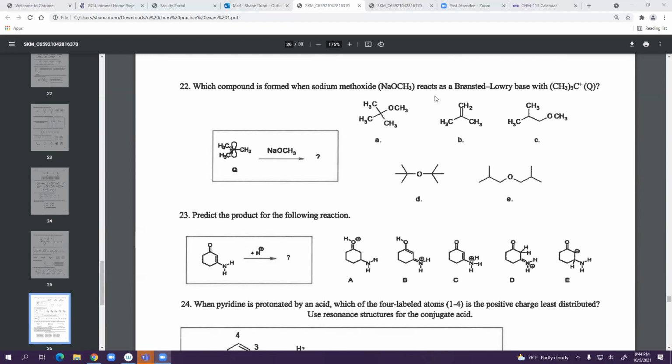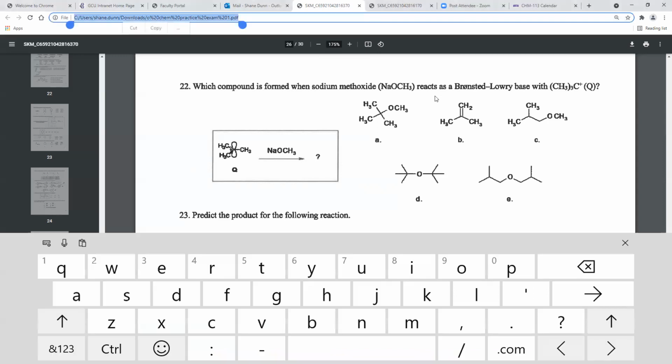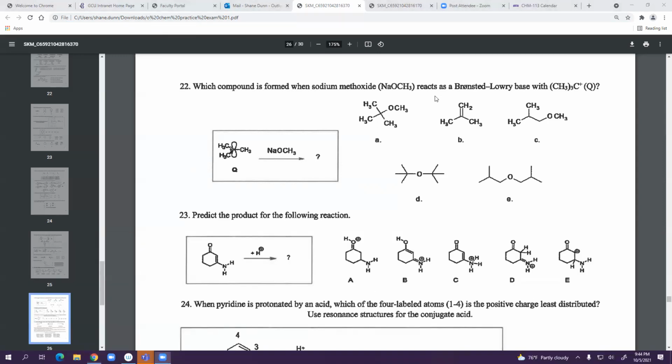So Bronsted-Lowry, am I moving a proton or an electron? If I remove a proton from something, what do I make? I lose a hydrogen, right? Which means I gain electrons. If I gain electrons, I can make a double bond, correct? Which one is a double bond? B is the answer. That's why. B is the answer, because I form a double bond.